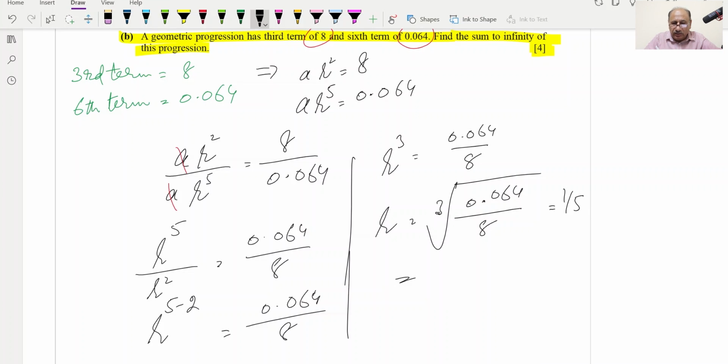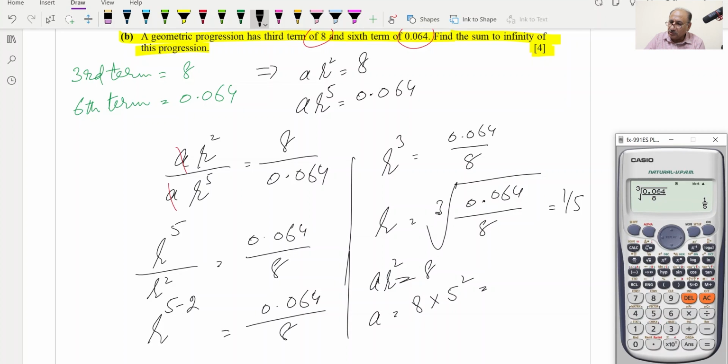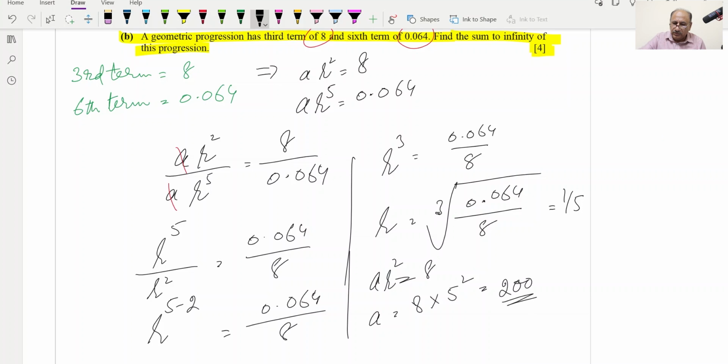Now we can find a. ar squared we know is equal to 8. So a will be equal to 8 multiplied by 5 squared, because 1 over r squared is on this side, and when we shift it to the other side, it will be 5 squared. So 8 multiplied by 5 squared, 5 squared will be equal to 25, so a is equal to 200. So this is the a value.